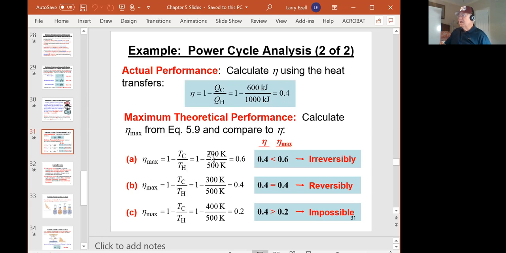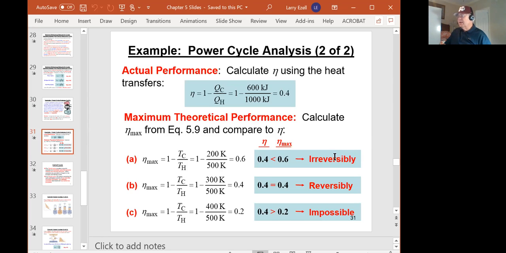Now, what if our cold thermal reservoir temperature, TC, was 200? Then we could calculate the maximum efficiency we could get is 0.6. And we did get 0.4. So that's possible, but it's irreversible.